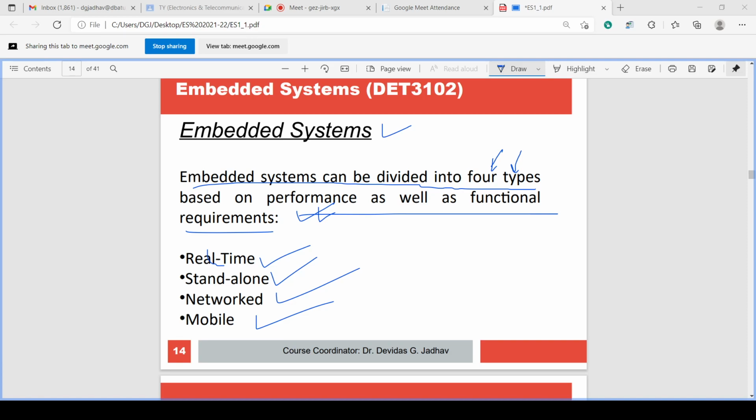You must have submitted the assignment, yesterday's assignment. Today is the deadline for that. You have to maintain the deadline, isn't it? What do real-time embedded systems do? Real-time embedded systems maintain the deadlines, isn't it? So embedded systems which maintain the deadline are real-time embedded systems. So we have to maintain the deadline. Today is the deadline, today you have to submit that.